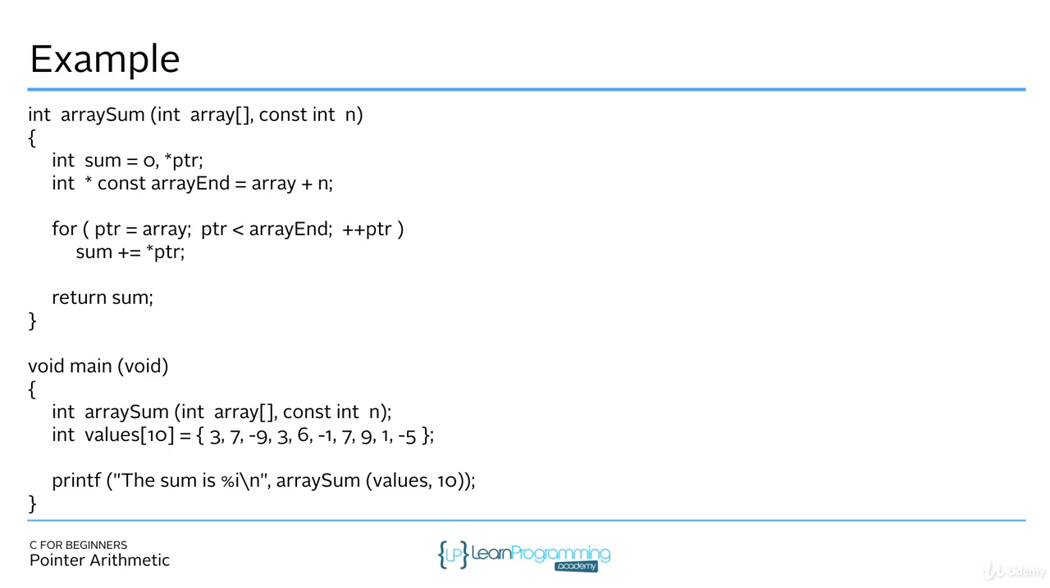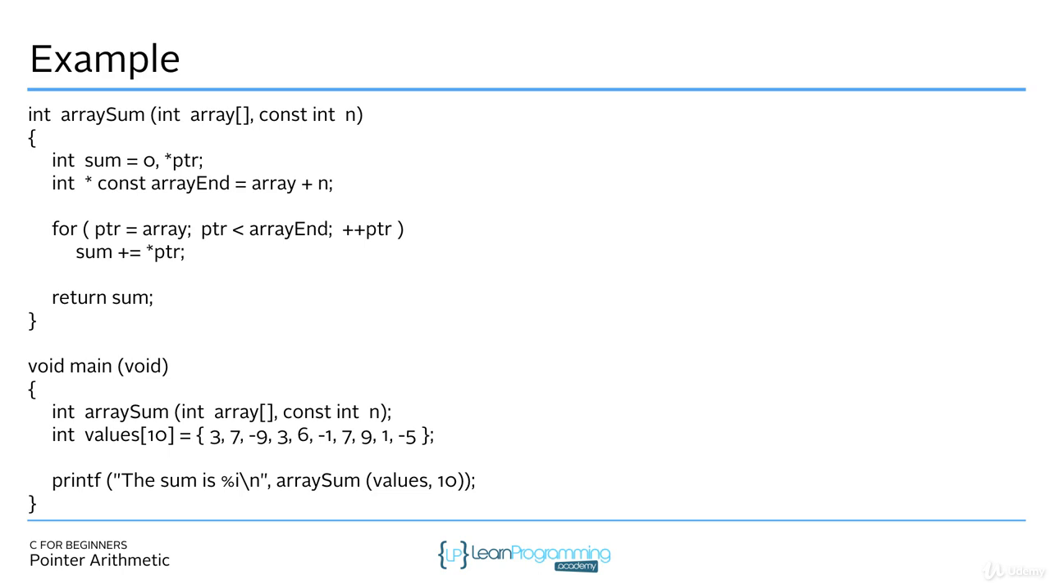Then inside the body of our loop, we say sum plus equals star pointer. We're dereferencing the pointer to get the value, because remember, we want to get the value. We don't want to get the address of the pointer, or the address the pointer is pointing to. And then at the very end, we return the sum. So this is going to sum all the elements in an array.